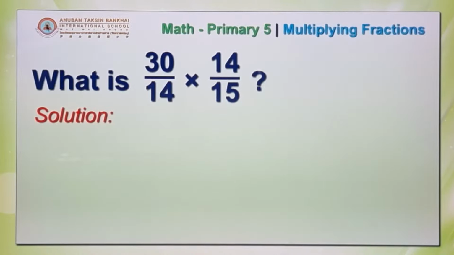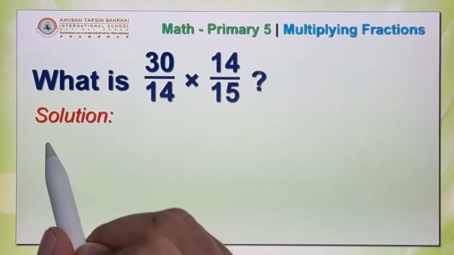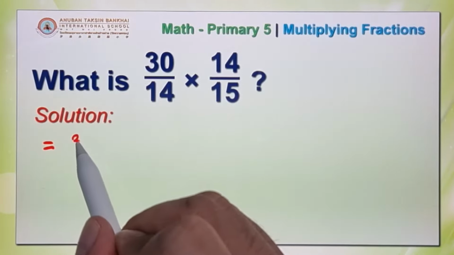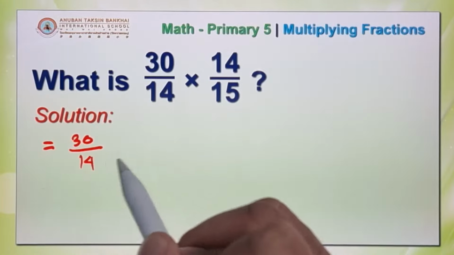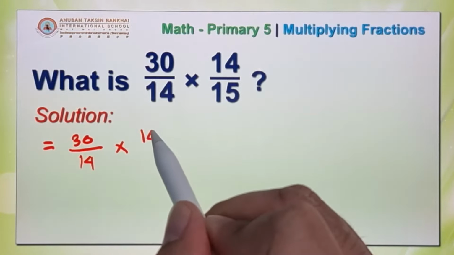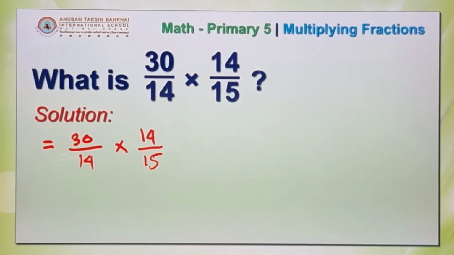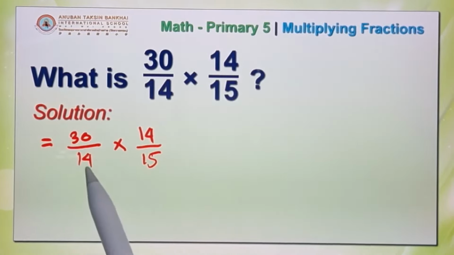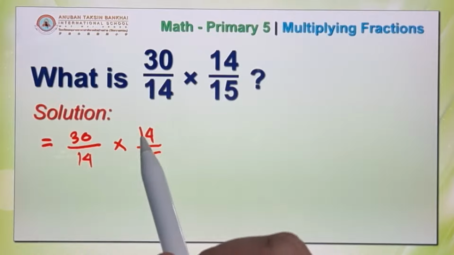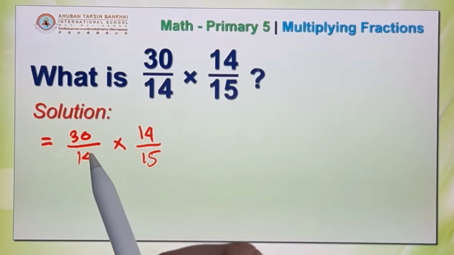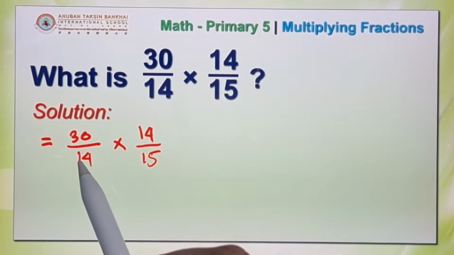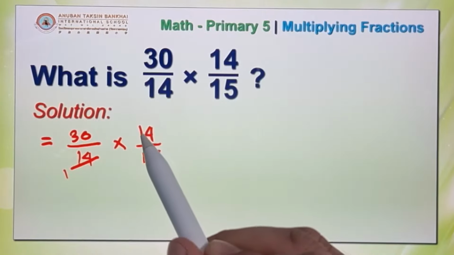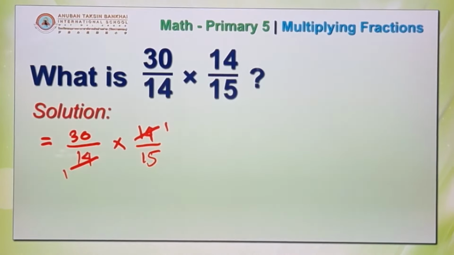We have here 30 over 14 times 14 over 15. So I think this one is very, very easy. We can just write this one. We have 30 over 14 times 14 over 15. So you can see already that we can cancel these two, 14 and 14. So if we divide 14 by 14, that is 1. 14 divided by 14, that is also 1.